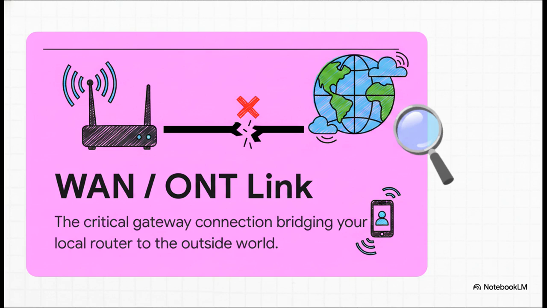This is the critical gateway connection bridging your local router to the outside world. Think of it like this. Your smartphone or laptop can successfully talk to the router locally, which is why you get those 4 beautiful, full Wi-Fi bars, even if that router is completely deaf to the outside world. The local conversation is happening just fine, but the bridge to the global internet completely collapsed.